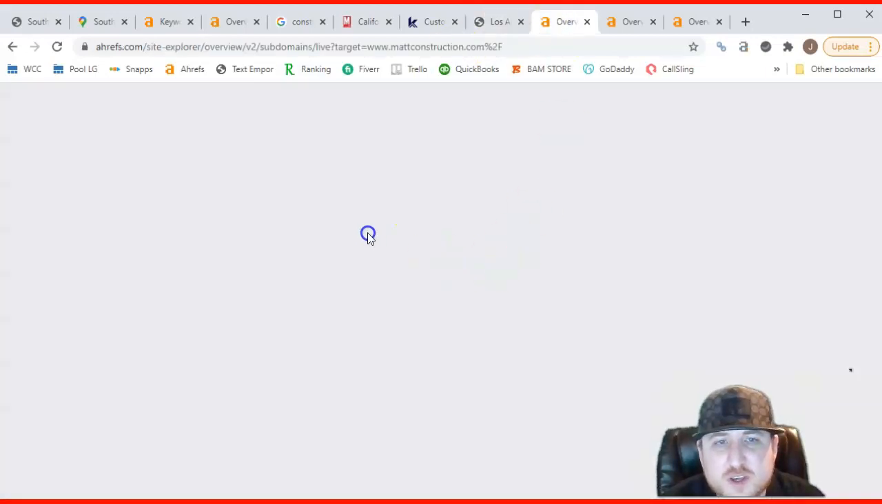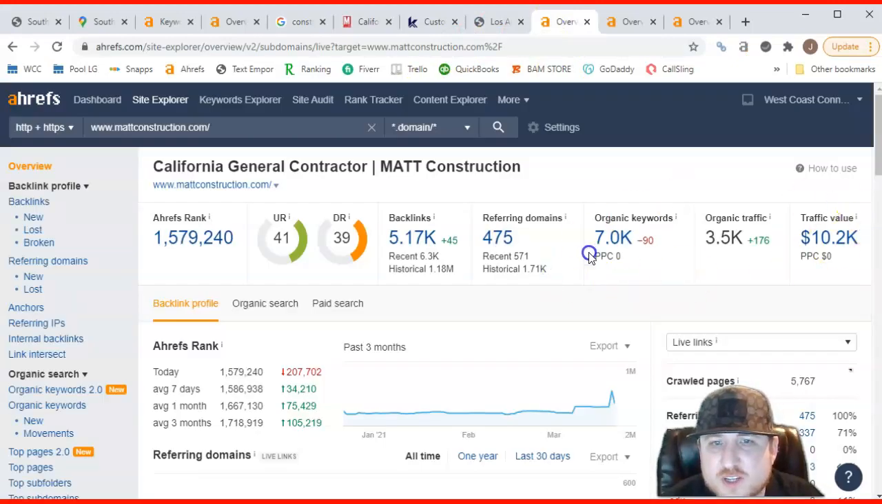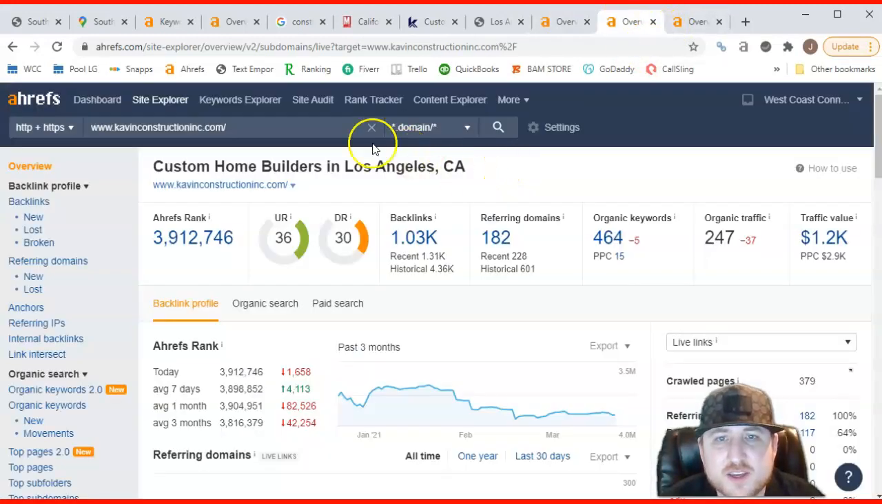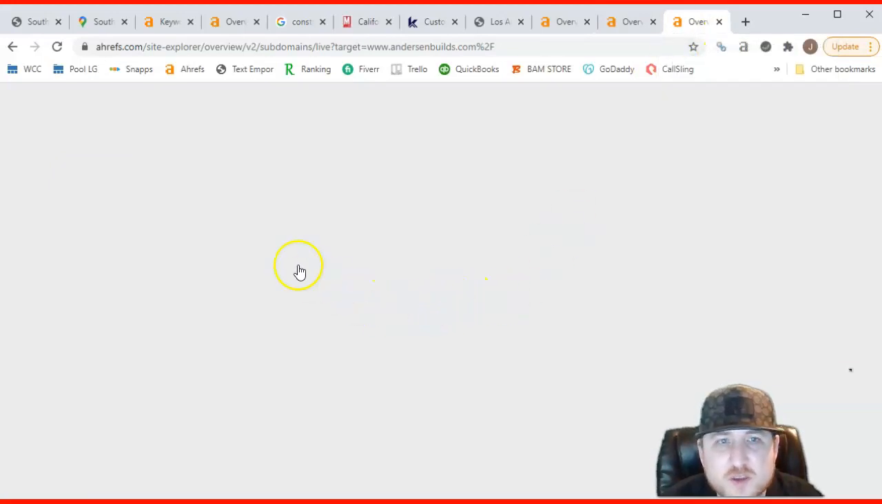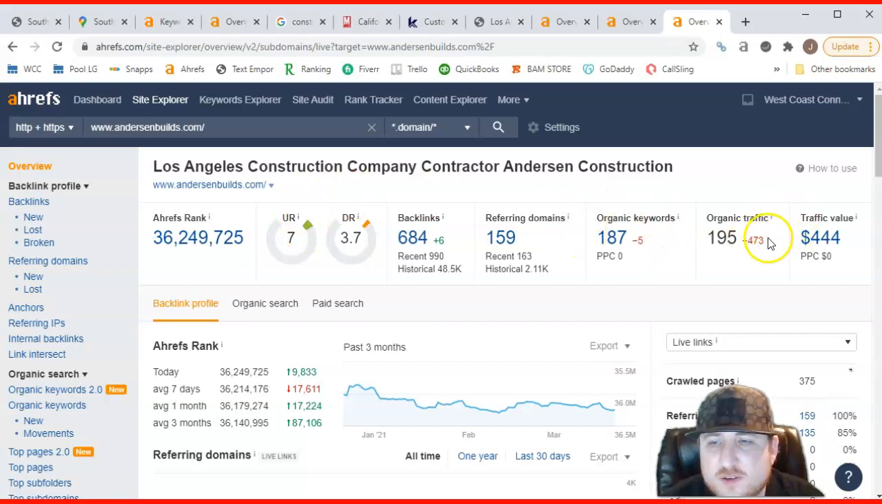They do have some pictures, and you can see Mat Contractor spends a lot of money. His site is pretty strong. He has 5,000 backlinks, 7,000 keywords. He's ranking in the top 100, and he's getting 3,500 clicks a month. So he's not missing out on much business. And then you can see Cabin Construction, again $1,200 worth of traffic value. They're ranking for almost 500 keywords and get 247 clicks a month. And then Anderson Builds, they're ranking for 187 keywords. Their traffic is almost 200 clicks a month.